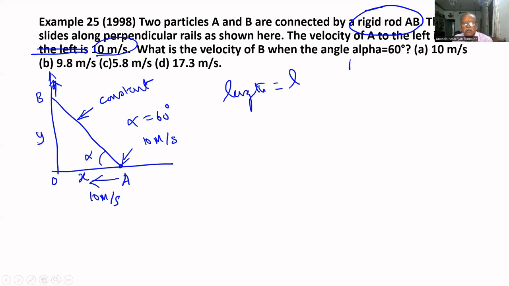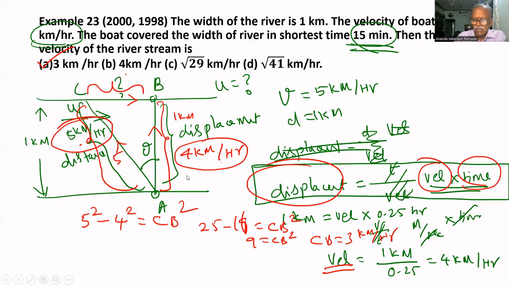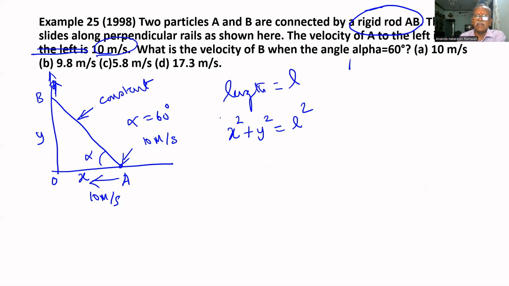It is a right angle triangle. Therefore, I can write X square plus Y square equals L square. This is the equation of this system. If you take any system and want to solve it, we have to write an equation for that system. That is done everywhere. Just like sin theta equals CB by AC, everywhere we write an equation only. Like that, here also we are writing an equation.